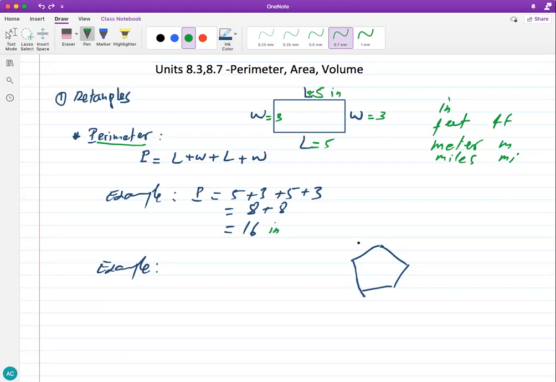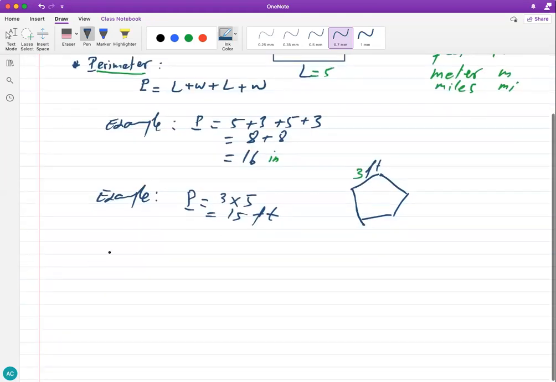Let's say, for example, 3. So what would be the perimeter of this pentagon? For perimeter, we're basically just going to add 1, 2, 3, 4, 5, or just multiply 3 by 5. Let's say 3 feet. Times 5, you get 15 feet. Okay, so the perimeter is pretty simple, straightforward. Just add up all the sides of any shape. Could be a triangle, could be anything. Just add them all up.